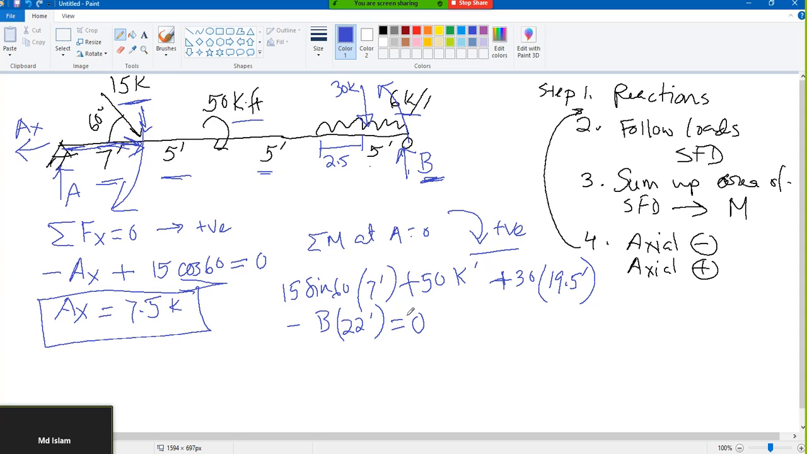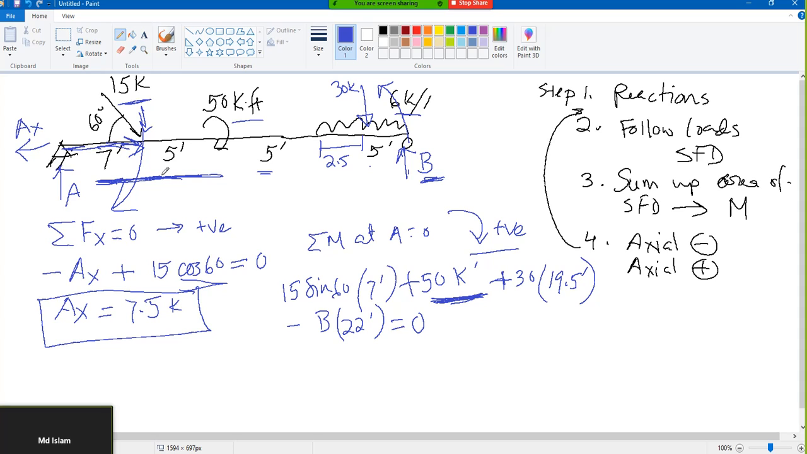Okay, then if I do the calculation, 15 times sine 60 times 7, or something else to tell you clearly, 50 kip per feet. You see, I did not multiply the distance here. I did not multiply the 12, 12 feet distance. Why did I not multiply? This is already a moment. You should not multiply moment times a distance. So again, if it is a concentrated moment, do not multiply the distance.